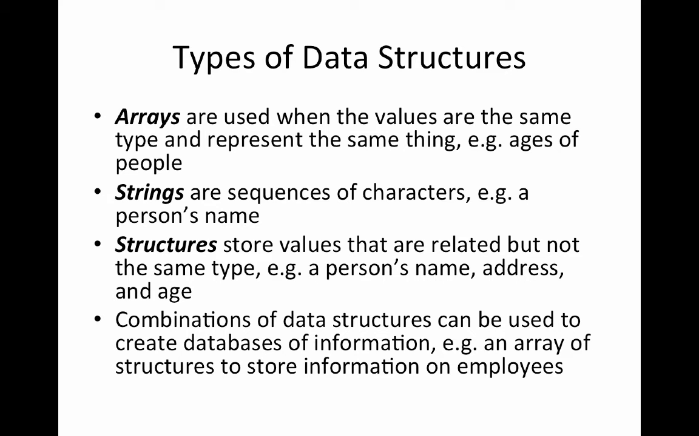And then once we have data structures like arrays and strings and structures, we can combine these things in various ways. So you can create a database of information. For example, if you had a company and you wanted to store information on your employees, then you might have an array of structures. So you're storing all of the values together in an array. Each element in the array is going to be a structure that stores information about a particular employee, and that might include things like the person's name, their address, and so forth.